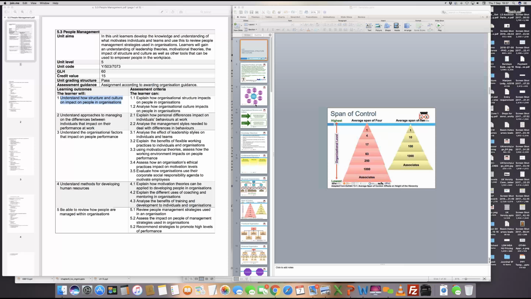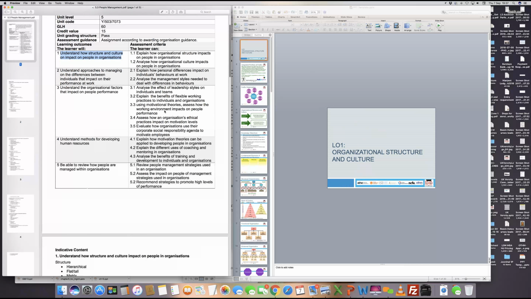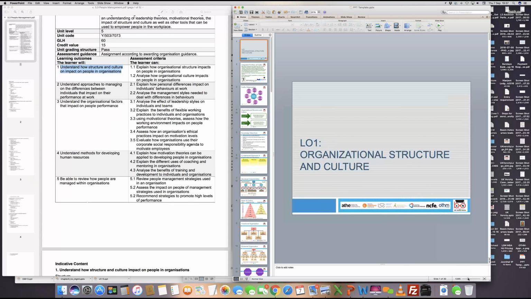Is that okay? Yeah. So let's start off with the first learning outcome, which talks about organizational culture and what kind of impact it has on the organizational structure, and what kind of impact the structure has on the culture. That is what we are going to look at in this first bit.